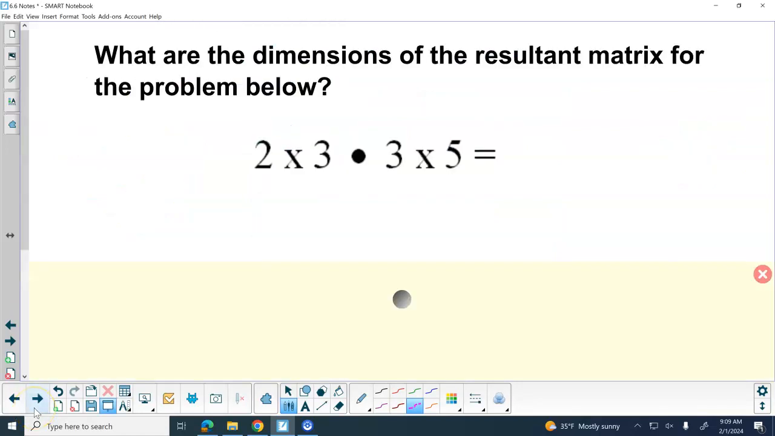So, can I multiply these two matrices? Yes, because these two numbers right in here are the same. So I can. And what would the resultant dimensions be? It would be a 2 by 5 matrix. My result would be a 2 by 5 matrix. Middle two numbers are the same. Doable. Result is outside in that order.